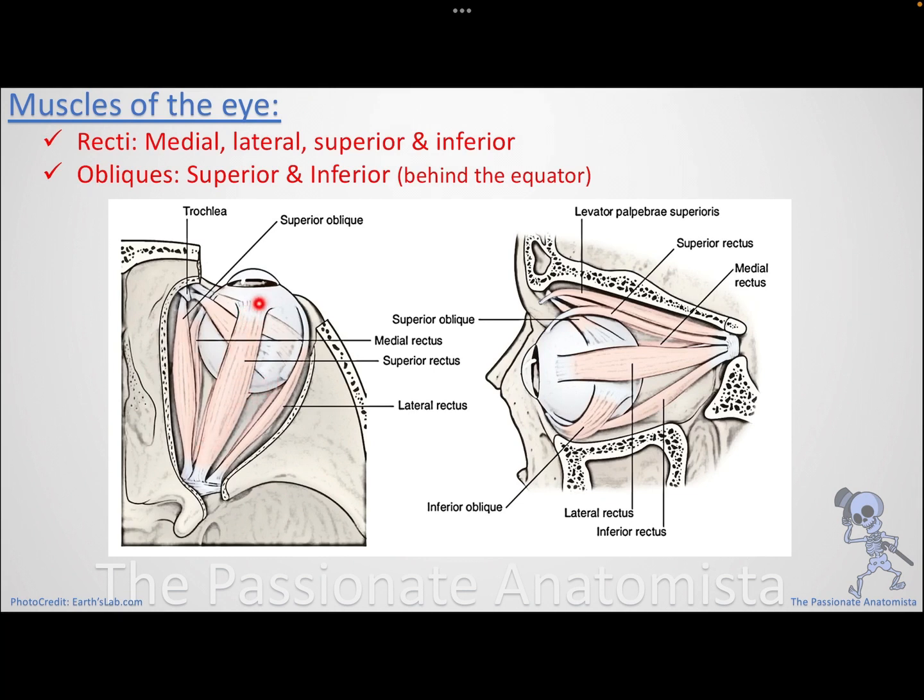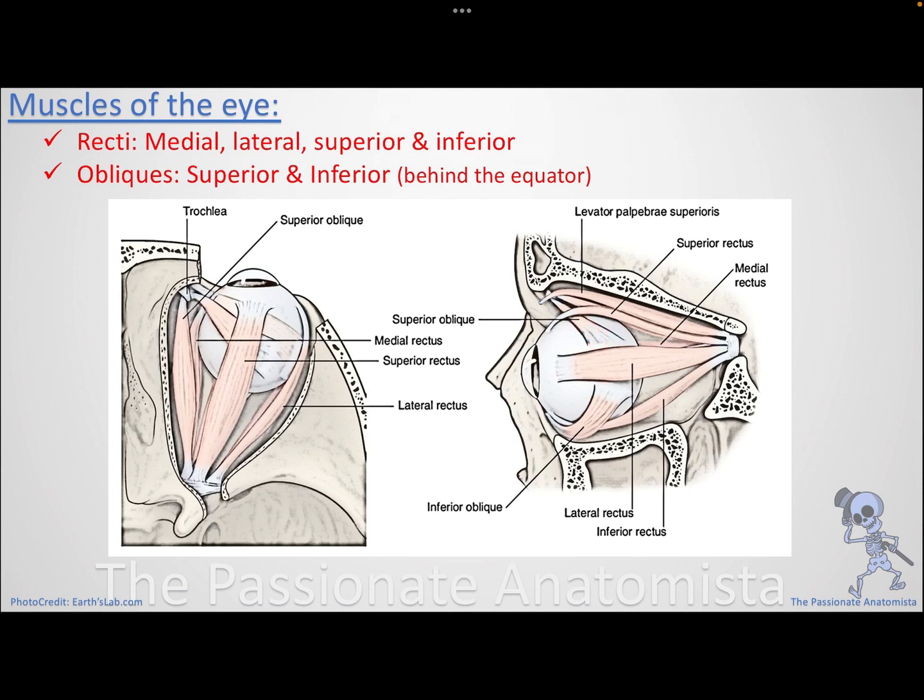It's in front of the equator. So yes, it's superior, and it causes elevation because it's superior. It brings it up. All right, we're going to talk about the function as we proceed. And the last muscle down here is the inferior oblique. It has the same thing. It comes and it kind of rotates, and it attaches behind the equator exactly the same way the superior oblique does.